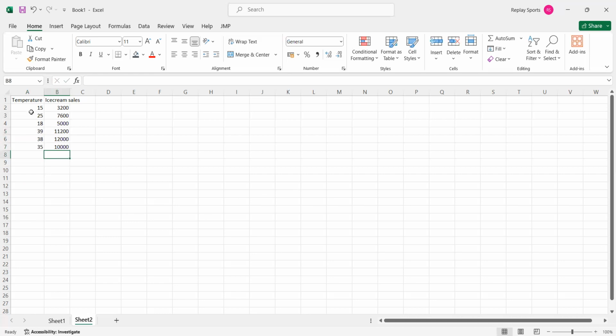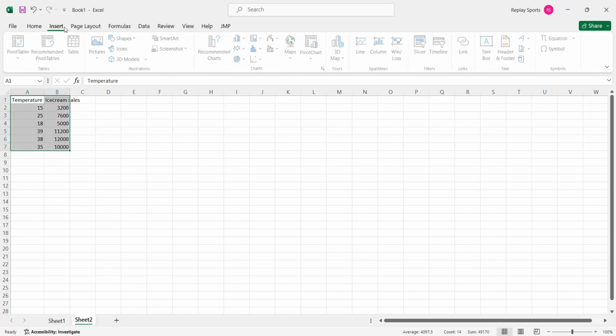Okay, so I can see the temperature, I can see the ice cream sales. I want to understand, is there a relationship between temperature and ice cream sales? Can we say that there is some relationship between ice cream and temperature? Can we predict ice cream sales if I know temperature? Can I predict temperature if I know ice cream sales? Okay. So in that case, we draw what is called a scatter plot.